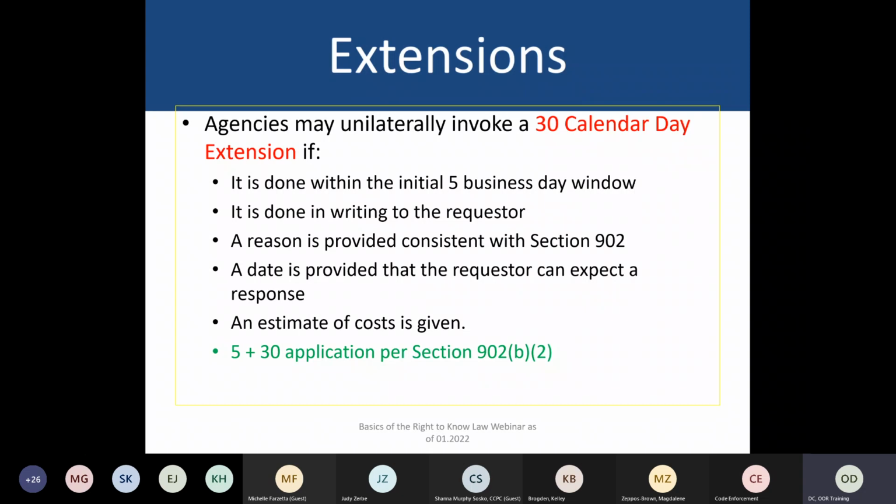While I realize bench strength is limited, and maybe you've only got one person doing this who has a lot of other duties, if there's any way you can avoid automatically invoking that 30 calendar day extension, please do so.